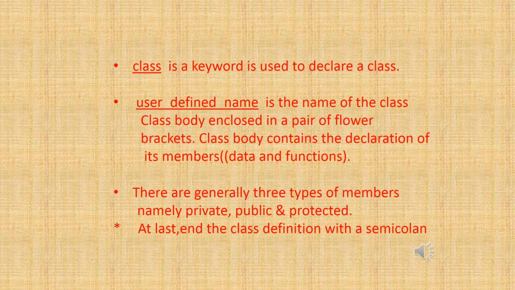There are generally 3 types of members, namely private, protected and public. These are called access specifiers. It is not compulsory to have all the 3. You can write a class with only one access specifier or 2 or all the 3. But protected can be used only in case of inheritance. If it is inheritance, you will have protected. Otherwise, it will be only private and public.